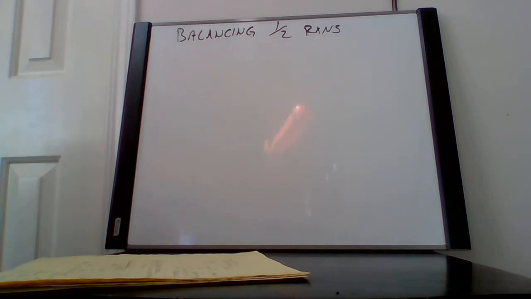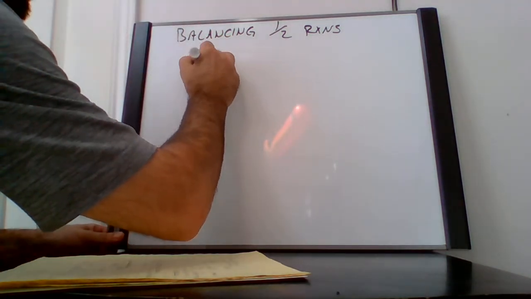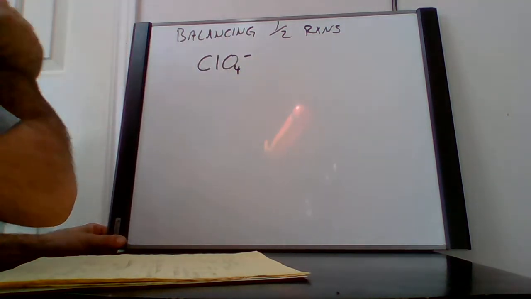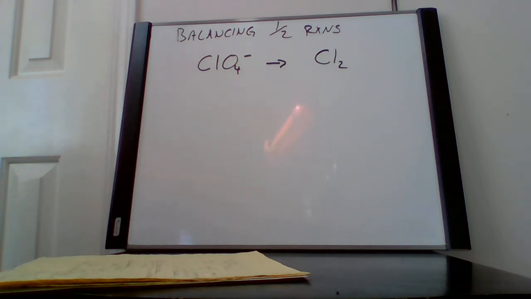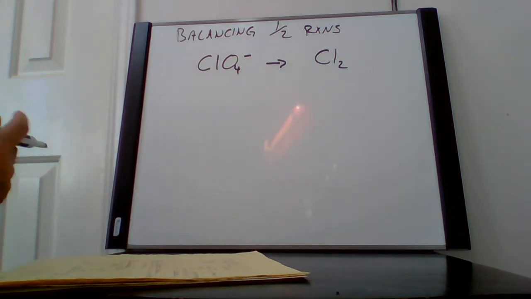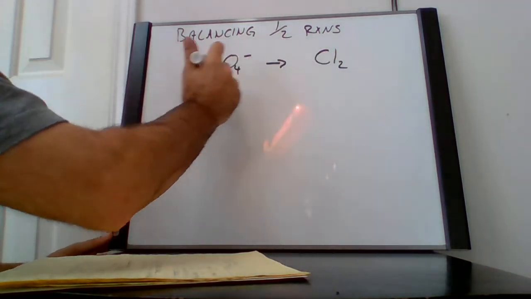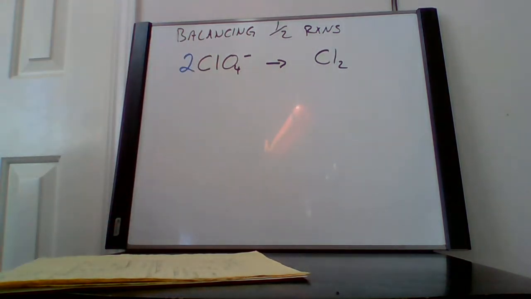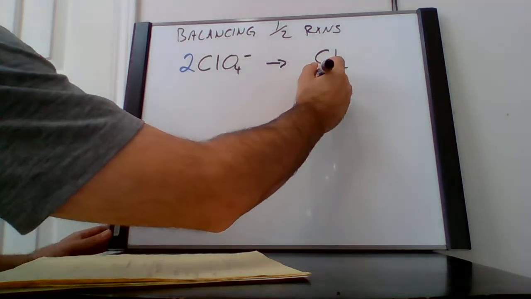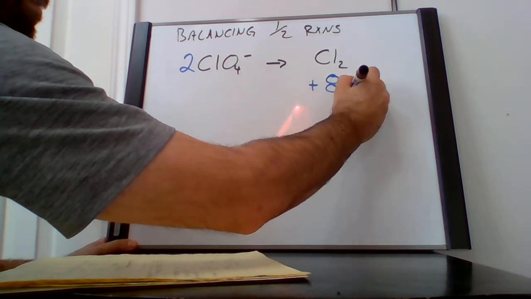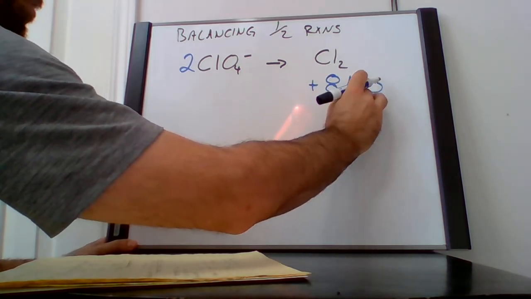I have ClO4 minus undergoing some sort of reaction to form Cl2. Okay, step 1. We are going to balance out our other elements. So the only one we have here is chlorine. Got 2 on this side, 1 on this side, so I'm just going to double that. Okay, next step, we are going to balance our oxygens. I have 8 oxygens on this side. I have 0 oxygens on this side. So that means I must add 8 H2O molecules.